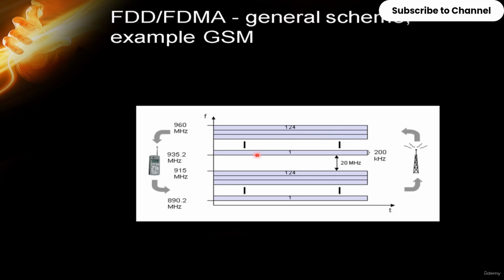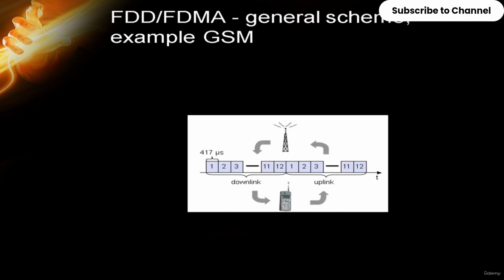Megahertz frequency is given here. 935.2 megahertz is given for this channel, and 915 megahertz is given here. Like that, the channels are given based on the time domain, and the frequencies are allotted on the y-axis, and thus the communication takes place. And here is one more example.